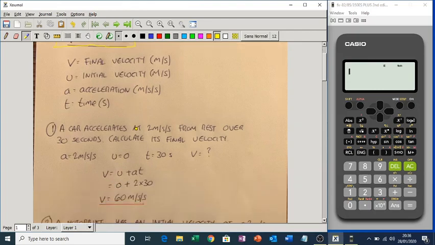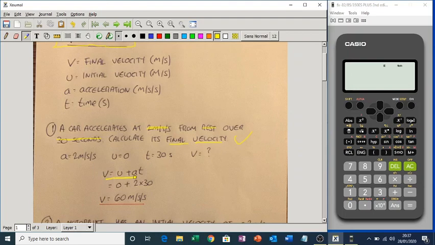So the first one, I've got a car accelerating at 2 meters per second every second. Quite fast, really. From rest, so it means the starting velocity is 0. Over a time of 30 seconds, so we know t is 30 seconds, that's the right unit. We need to work out a final velocity, which is going to be v. So we know a is that, we know u is 0 because it's from rest, we know t is 30 seconds, we need to find v.